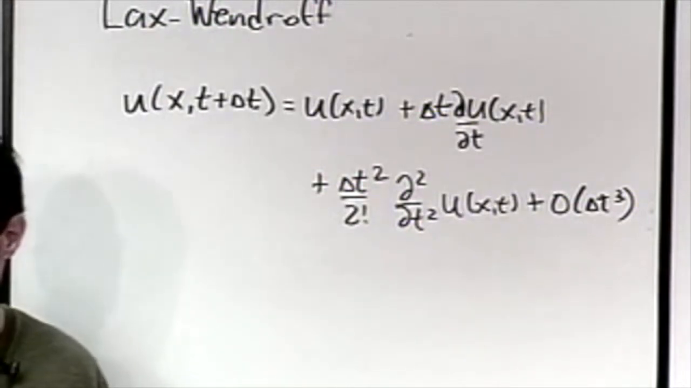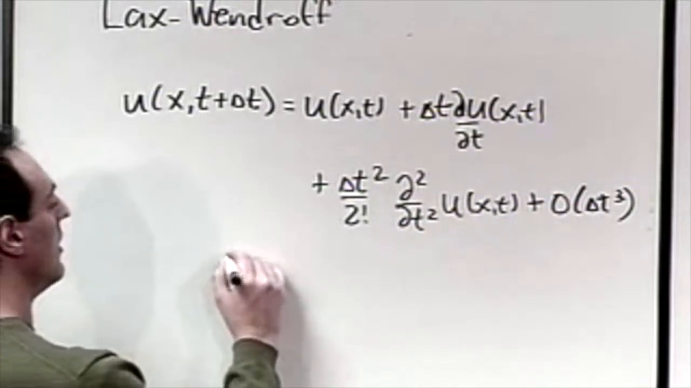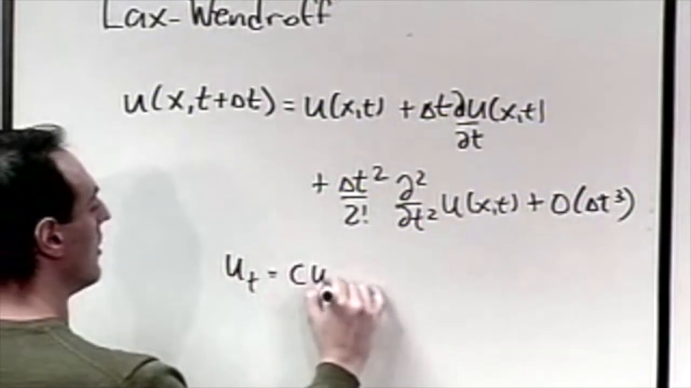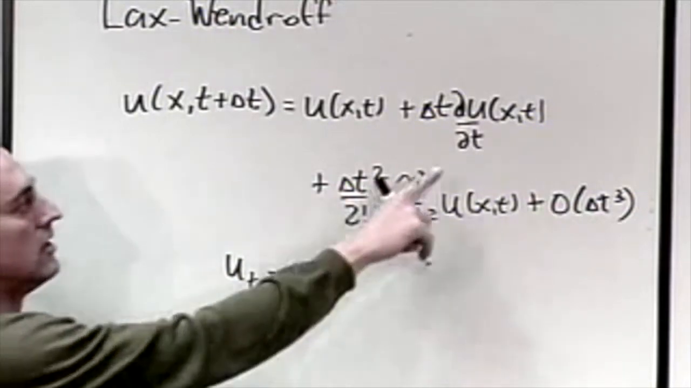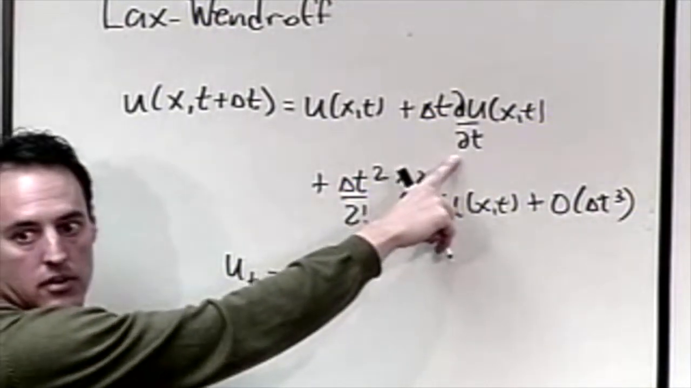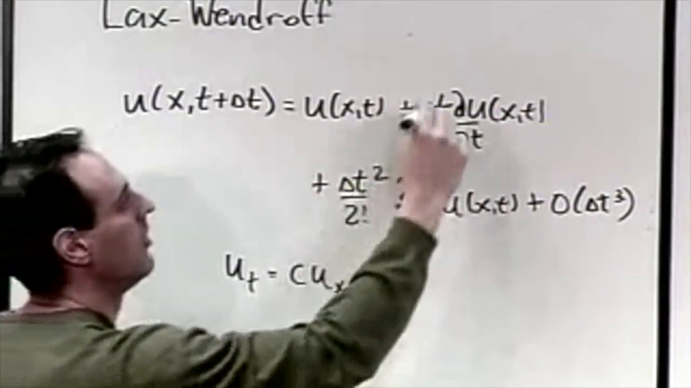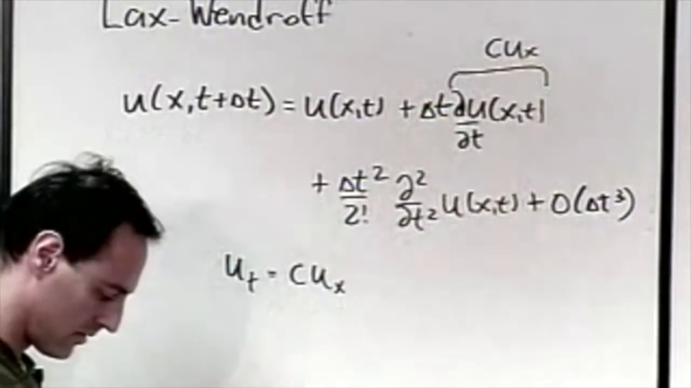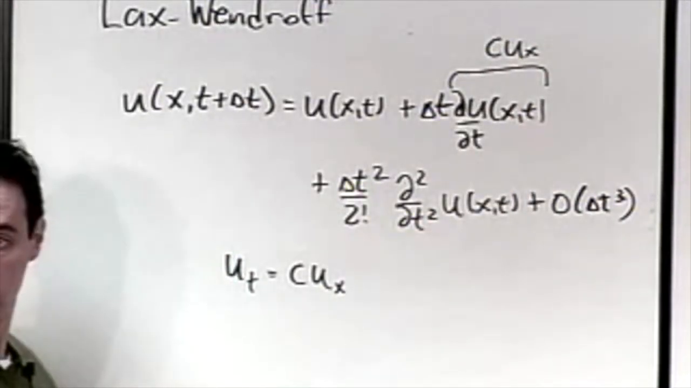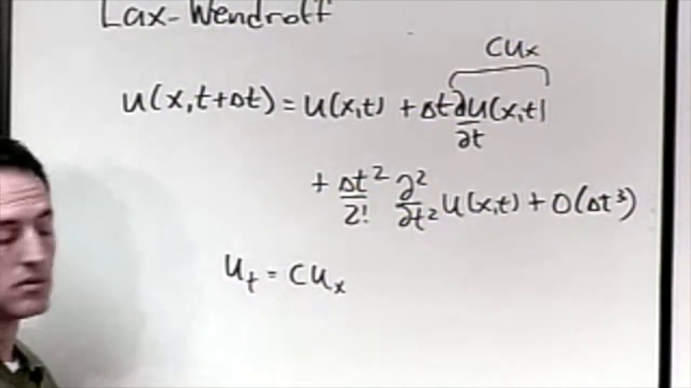What is the equation we're trying to solve? The equation you're trying to solve is u_t equals c u_x. Hey, there's a u_t right there. What is that supposed to be? u_t is supposed to be c u_x, so think about that being c u_x. I'm just using what my equation is.